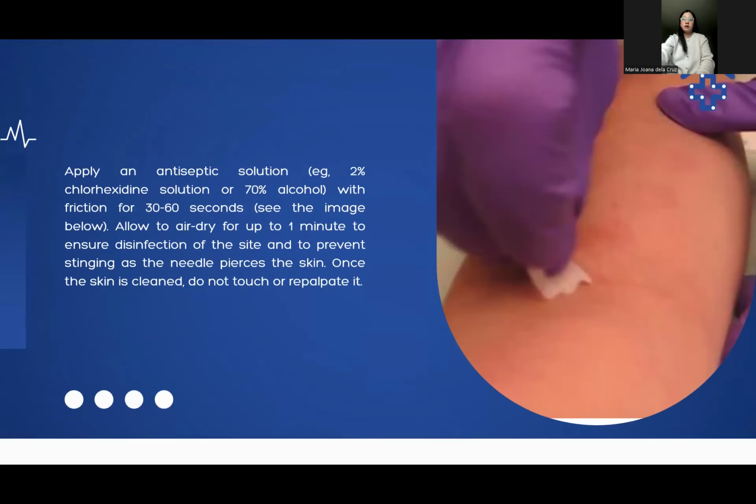Apply an antiseptic solution, for example, 2% chlorhexidine solution or 70% alcohol. As discussed before, we have to use aseptic technique. Apply with friction for 30 to 60 seconds, as you can see in the image below. Allow it to dry for up to 1 minute to ensure disinfection of the site and to prevent stinging as the needle pierces the skin. So you have to let it dry. Once the skin is clean, do not touch or repalpate it.